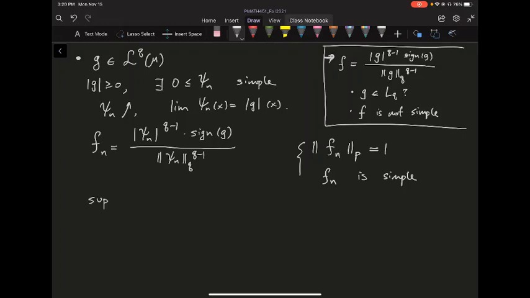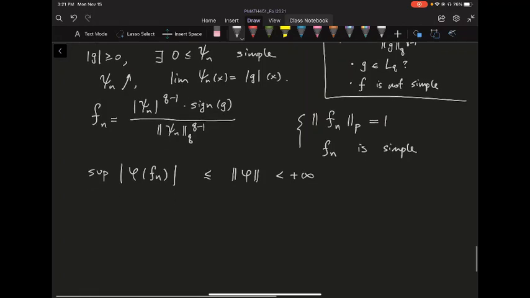Then if I consider the supremum of each of phi of fn, I evaluate fn using this linear function phi. Well, that's going to be less than or equal to the operator norm of phi. Okay, that's going to be less than infinity. Okay, so this we know.